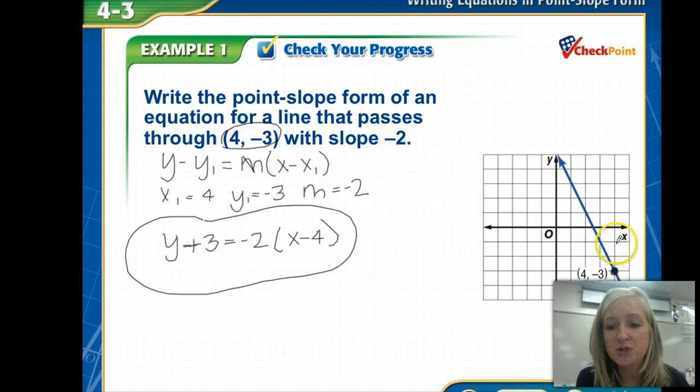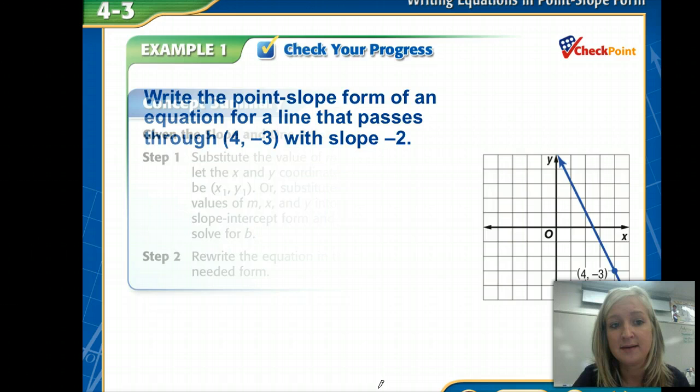So I'm going to go up 2 over 1. You can continue your graph because the slope will never change. I can go up 2 over 1, up 2 over 1. I could go down 2 over 1 and then connect with a line. So hopefully you got the same answer as I did.